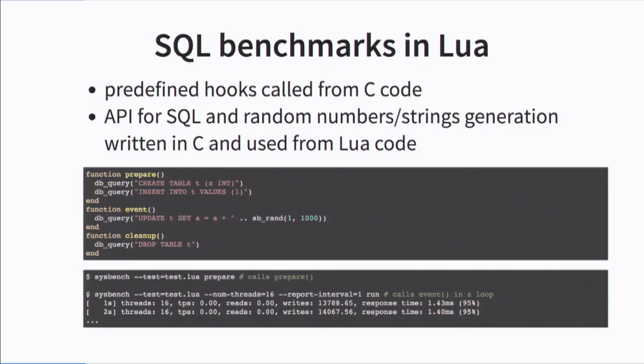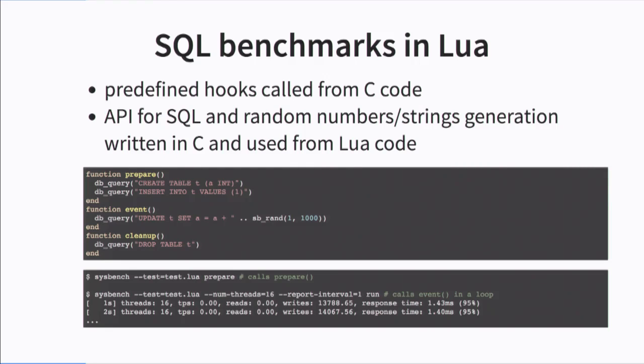So how did this Lua scripting work in Sysbench? There were a number of predefined hooks that users could implement in their scripts, and they were called from C code by Sysbench. There was also an API for SQL and random number and string generation. Those functions were written in C, and Sysbench exported them to user Lua scripts. In this example, I'm implementing three hooks called prepare, event, and cleanup.